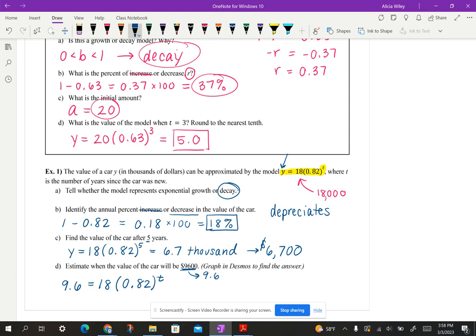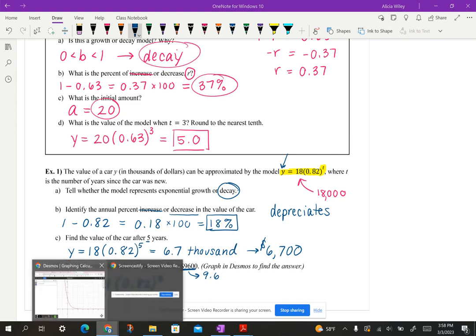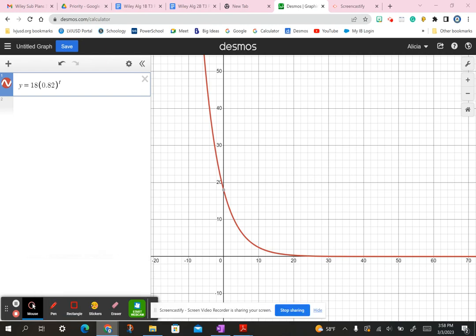Honestly, I don't know what it is. So what you could do is you could start plugging in, what do you get when t is 1, t is 2, t is 3, right? And we could keep going with that. That could take some time. So what we can do is we can use our graph because we have not yet learned how to solve something like this. So what I'm going to do is I'm going to go to Desmos.